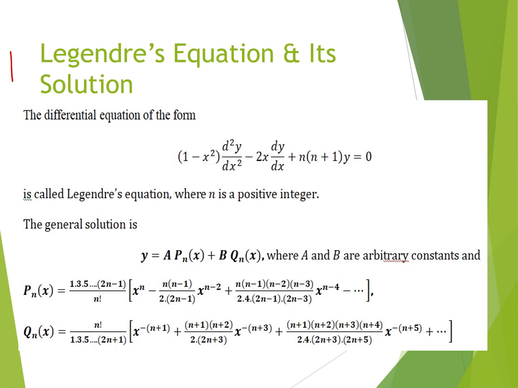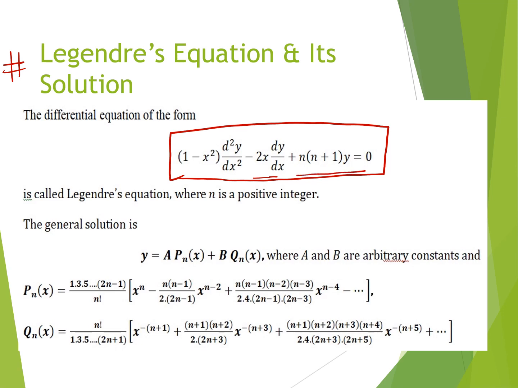Now, the main topic of this unit: Legendre differential equation. A differential equation in this form is called a Legendre differential equation: (1 minus x square) d square y by dx square minus 2x dy by dx plus n(n plus 1) y is equal to 0, where n is a positive integer.